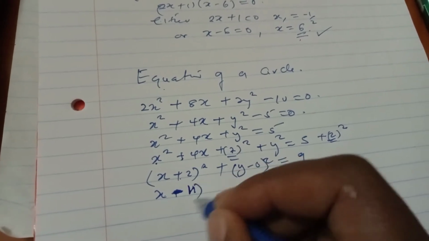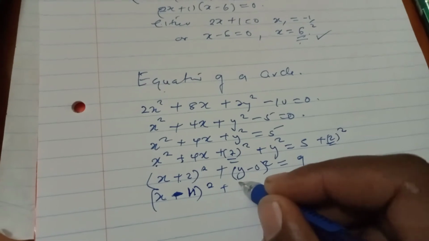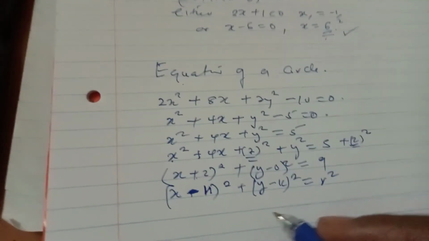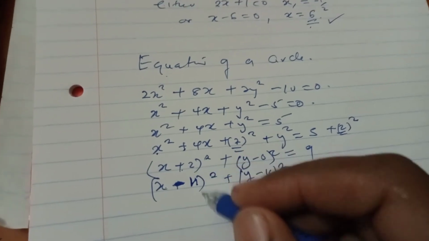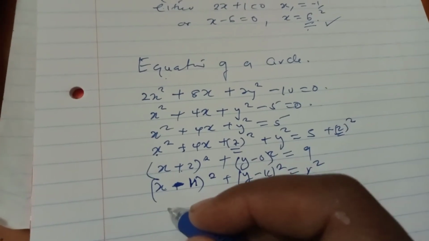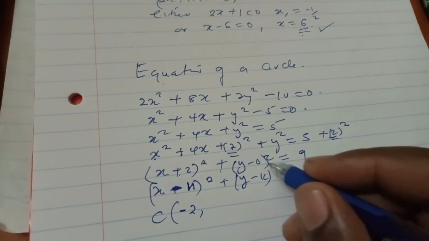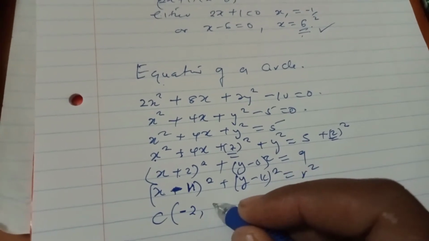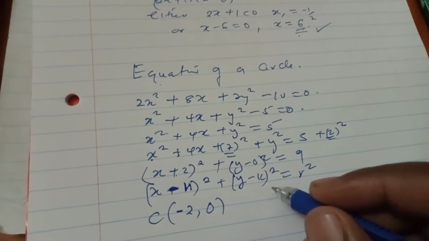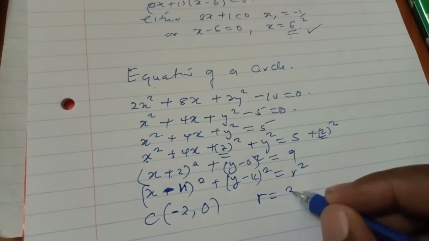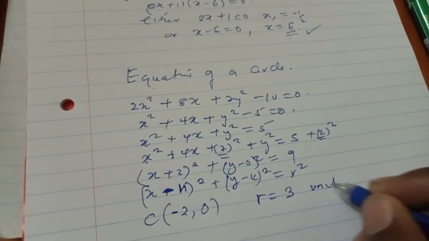So this one matches this type of equation: x minus h squared plus y minus k squared. So this is what we call the standard equation of a circle. And when you compare the two, you can see that the center will be negative 2 and 0. And the radius will be the square root of 9, which is 3. So we write 3 units.